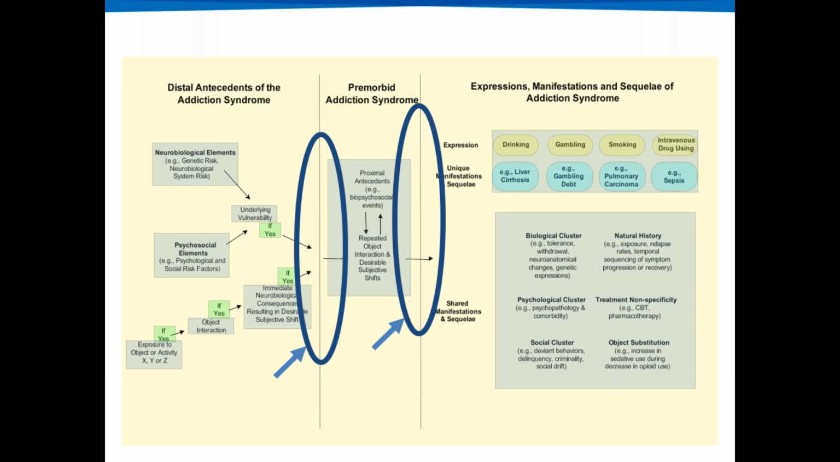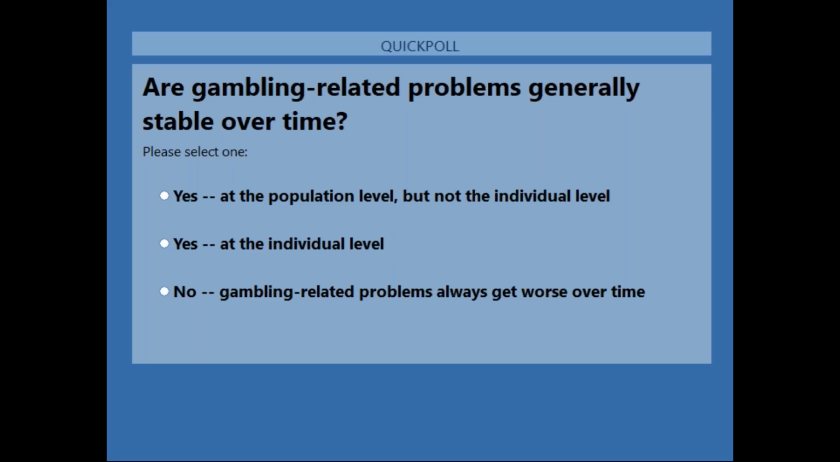So when we think about the stability of gambling disorder, we need to be careful about what we mean. We saw that the prevalence of gambling disorder seems quite stable across time. What about symptoms of gambling problems within individuals? Let's take another quick poll. Do you think that gambling-related problems are stable across time? What about at the individual level? Once people develop problems, do the problems remain across time? Do they get worse? Go ahead and record your responses.